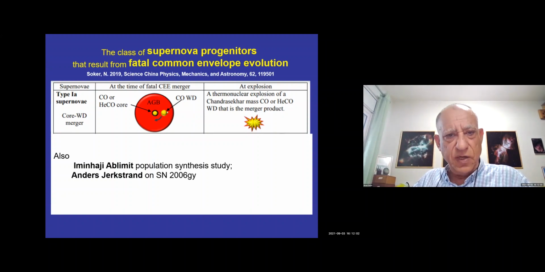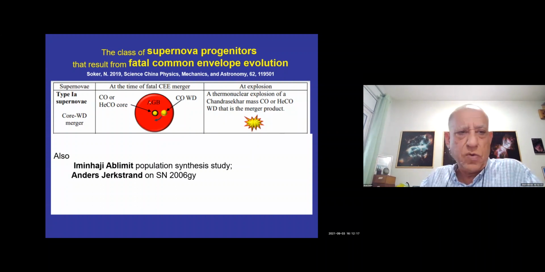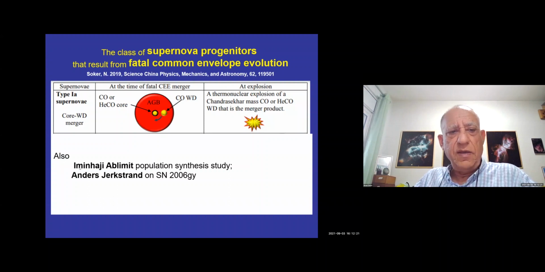One possibility is a CO white dwarf merging with a helium CO core or with a CO core, leading to a more massive white dwarf that might explode during the common envelope, shortly after or a long time after. This is a core white dwarf merger. Haji Ablimit had a talk on that when he also mentioned magnesium neon white dwarf.